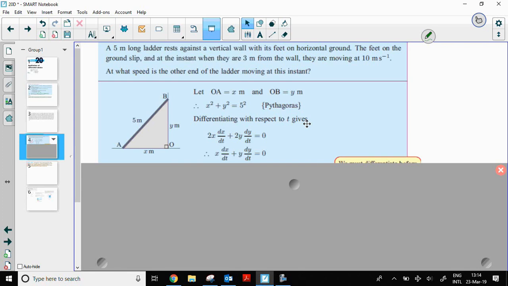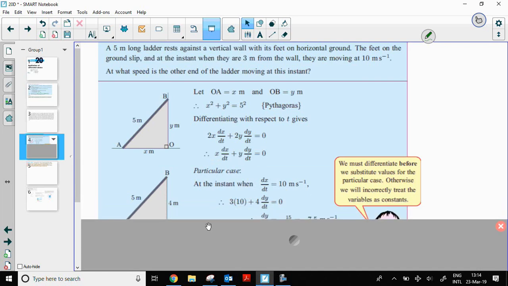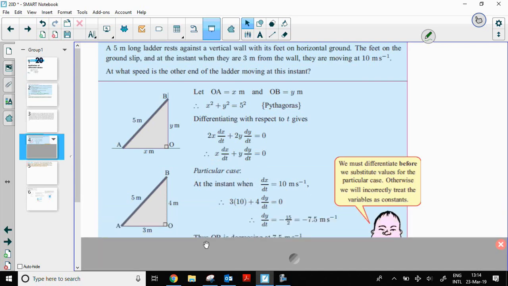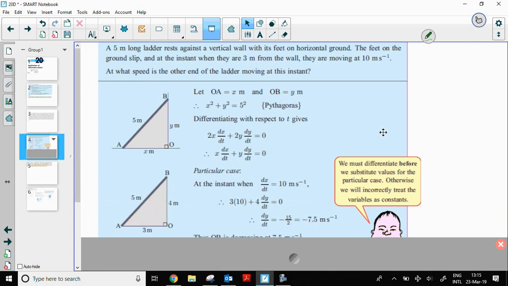It is at this moment that we can substitute in our specific values. So we know that the horizontal distance, which is x, is going to be 3. We also know that dx/dt, that rate of change, is going to be 10. And because I know that this distance is 3 and this distance is 5, I can then work out what the vertical distance is, again, using Pythagoras. So that tells me that the height is going to be 4. And now this is a very easy equation to solve, right? We're just solving for dy/dt, and it ends up being negative 7.5.